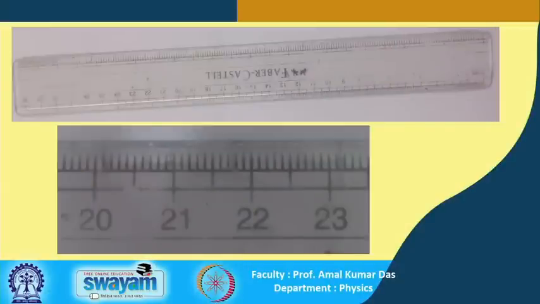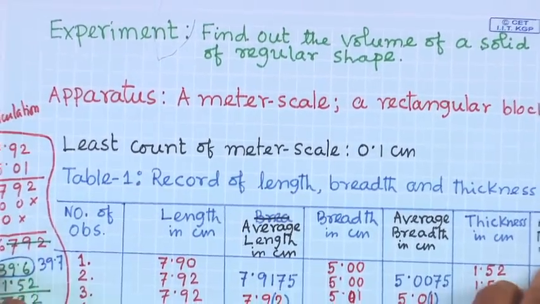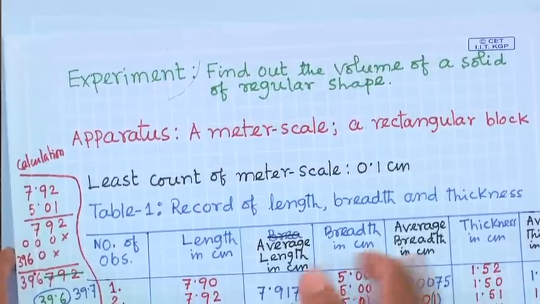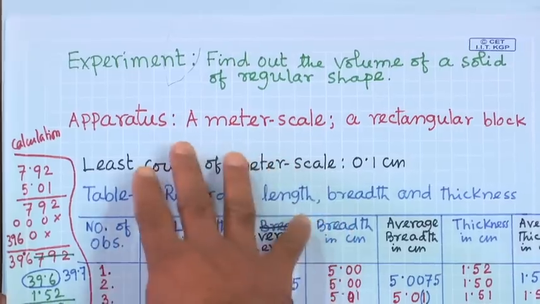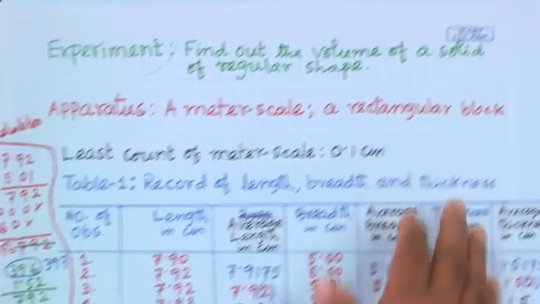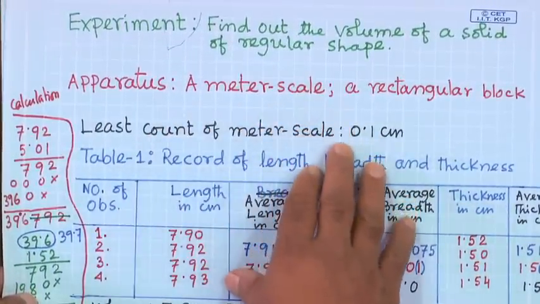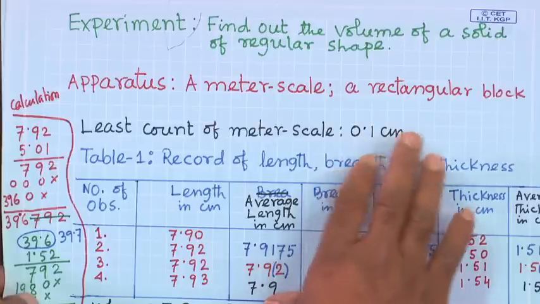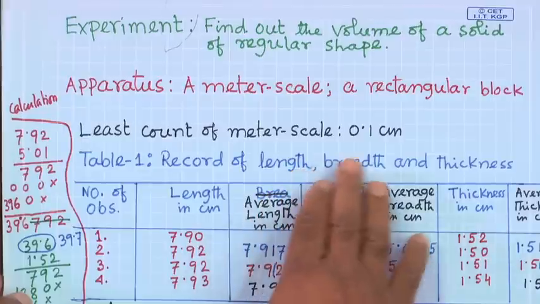If you see it here, the experiment is: using this meter scale, find out the volume of a solid of regular shape. For that apparatus you need a meter scale and a rectangular block. First, as I told, you have to find the least count of the meter scale. That is 0.1 millimeter, I mean 0.1 centimeter.